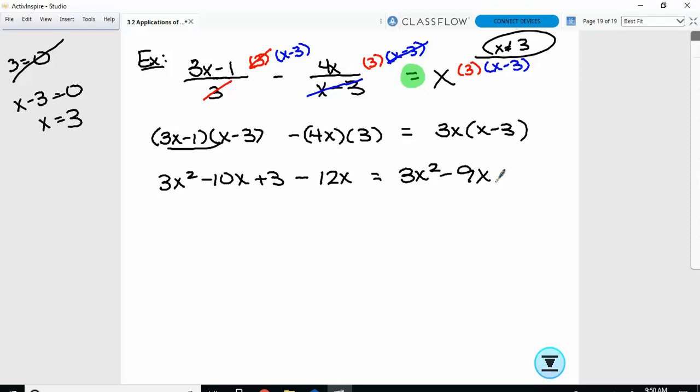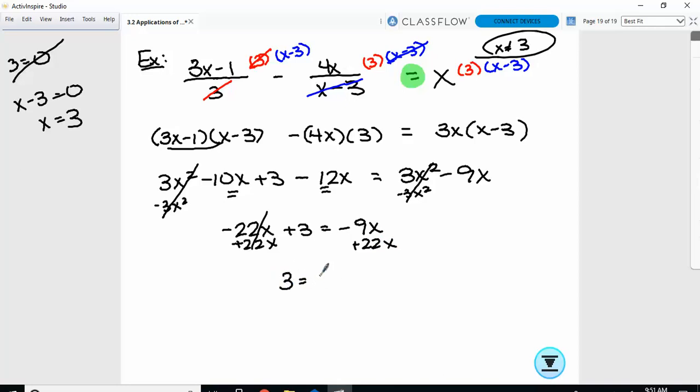Have I lost anybody? It's a quadratic, which tells me to get it equal to 0, but what happens when you subtract over that 3x squared? It cancels. Okay. So negative 10x, negative 12x, we need 22x plus 3 equals negative 9x. If I add over that 22x, divide, and x is 3 over 13.